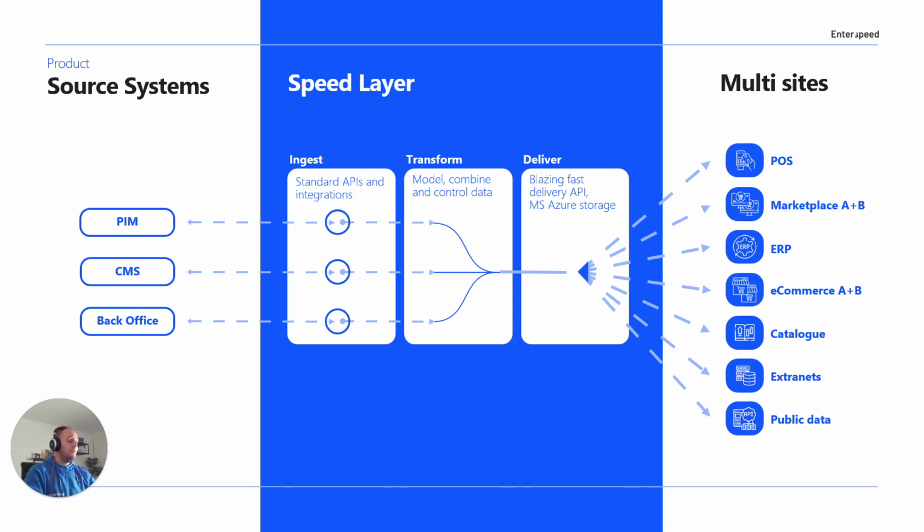The third step is our delivery API, where you fetch the data on the generated views that you want for the front end.